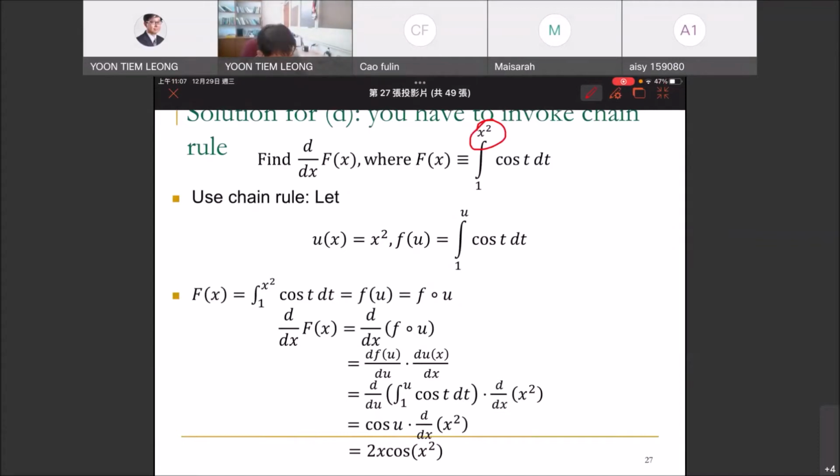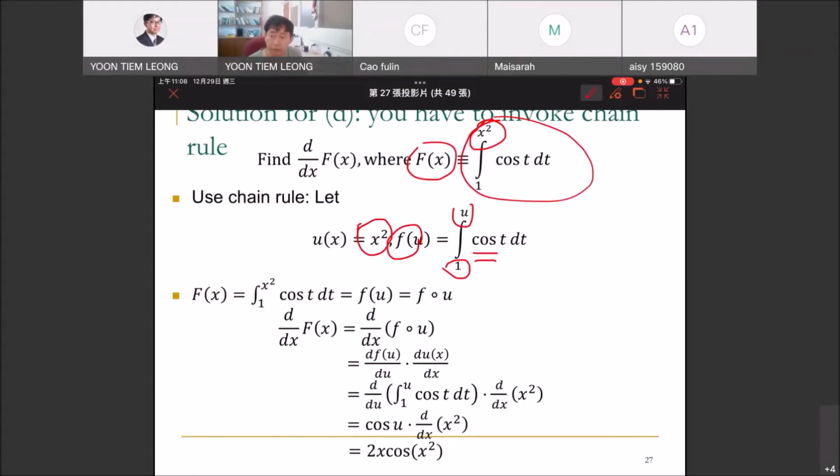Then you just use the chain rule. You rewrite the function F of x, that is the capital function that you want to differentiate, into what we call a composite function. So you define u to be x squared, then you define a small function f to be equal to the integral of cos t dt, from 1 to u, right? This is just a very simple, straightforward rewriting of the function to be differentiated into the form of a composite function. We have done this very often in the previous exercise.